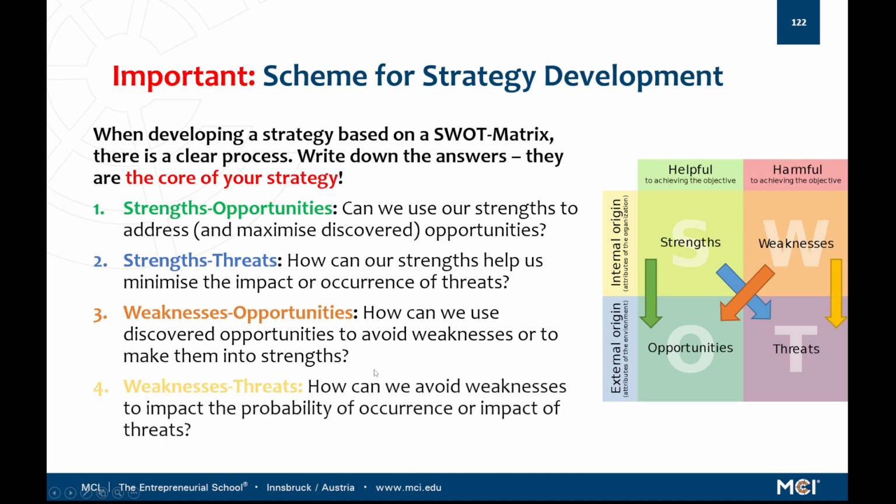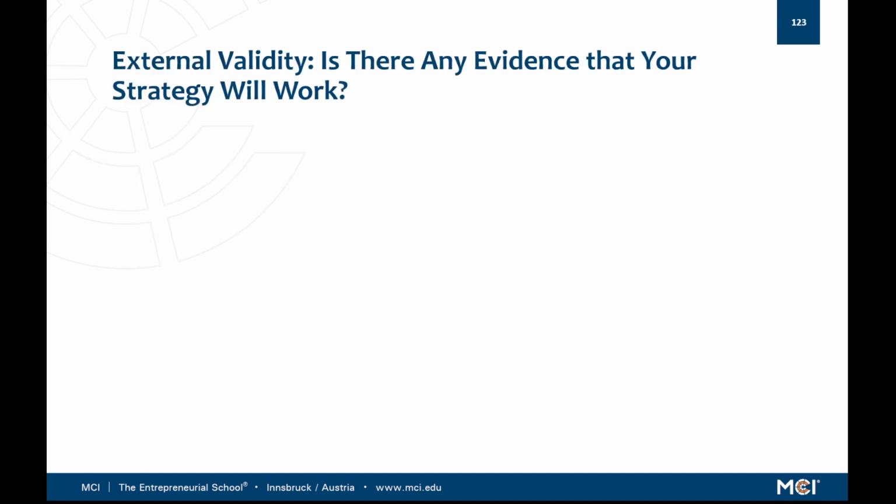And finally, you have the weaknesses to threats relationship that you have to discuss. This will be how can we avoid weaknesses impacting the probability of occurrence or impact of threats. And if you answer these questions correctly and previously you build your strengths, weaknesses, opportunities, and threats in a structured way and you prioritize them, then most likely the strategy that you will develop will be much better than if you take something in a vague way.